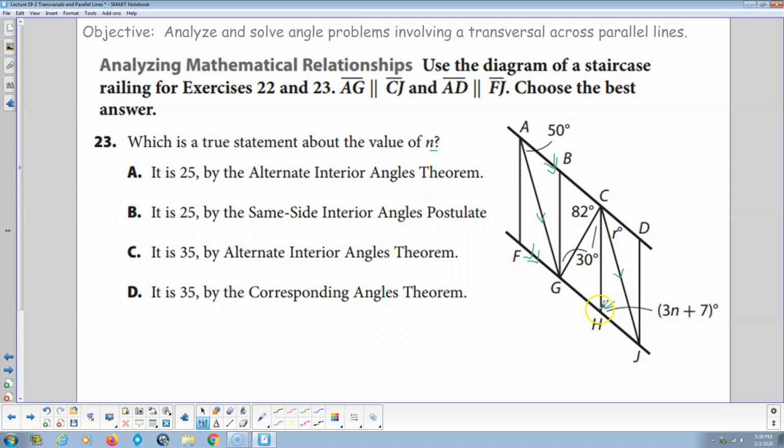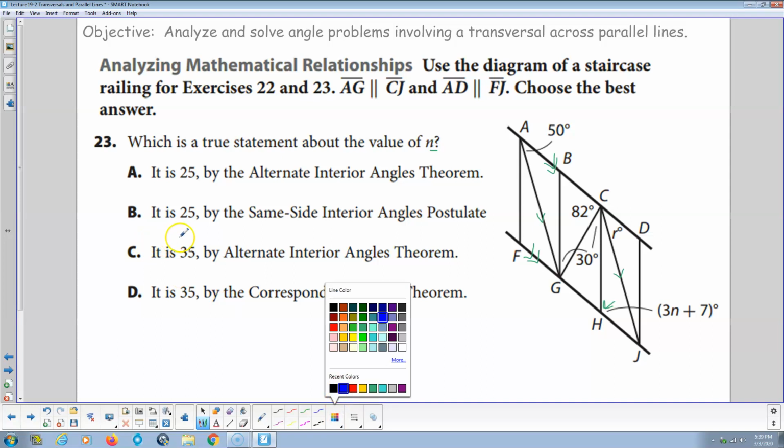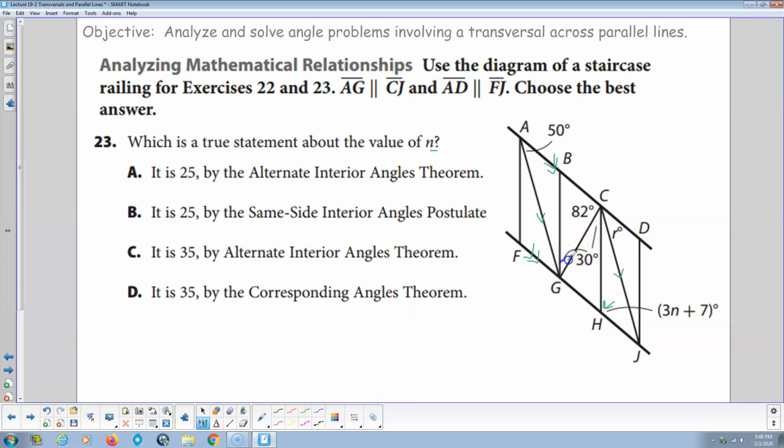Well, if we could find this angle for H over here, that'd be cool. So this is 30 right here. Let's do this. This is 82 and 30, so these three angles of this triangle have to add up to 180. That's a triangle property. So 82 and 30 is 112, and if we take that from 180, that's going to be 68. So angle B here is 68. And that means this guy here, I'm pretty sure, is equal to 68 here.